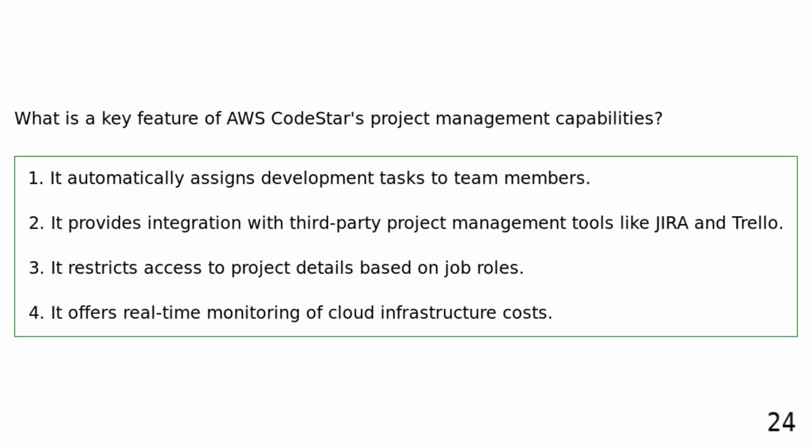What is a key feature of AWS CodeStar's project management capabilities? It automatically assigns development tasks to team members. It provides integration with third-party project management tools like Jira and Trello. It restricts access to project details based on job roles. It offers real-time monitoring of cloud infrastructure costs.